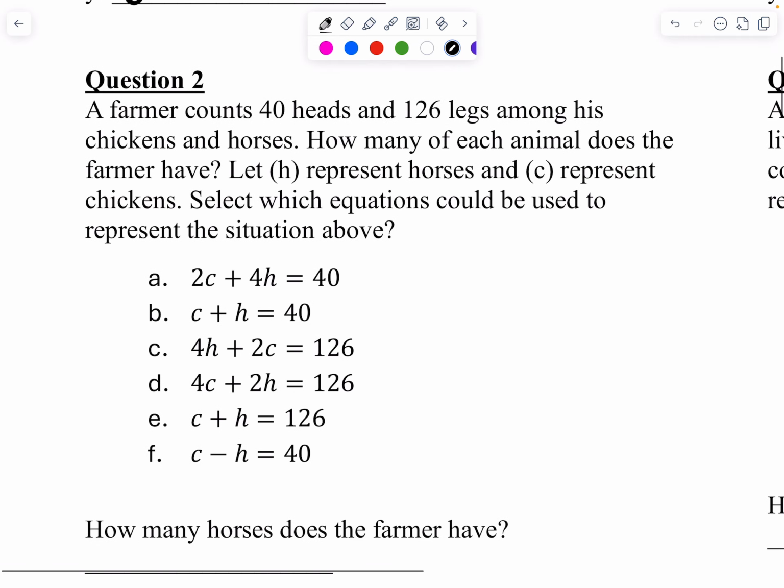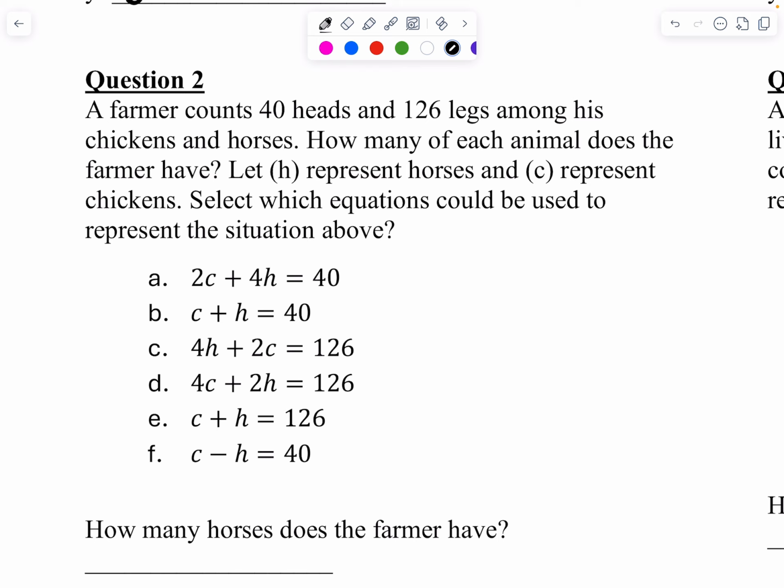Question number 2 says a farmer counts 40 heads and 126 legs amongst his chickens and horses. How many of each animal does the farmer have? Let H represent the horses and C represent the chickens. Select which equations could be used to represent this situation described above. So now we have our 6 equations here. Now a system of equations, we've used 2 equations. So that should give us a hint that we're looking for 2.